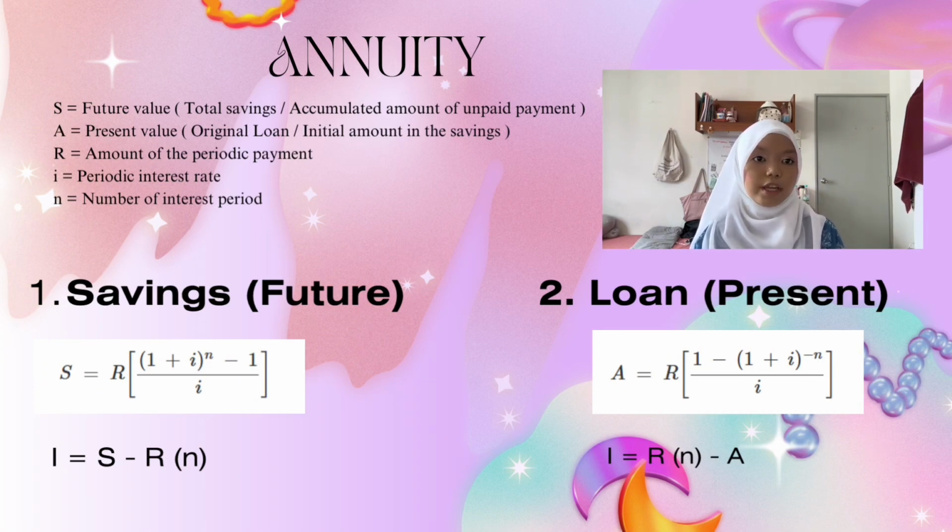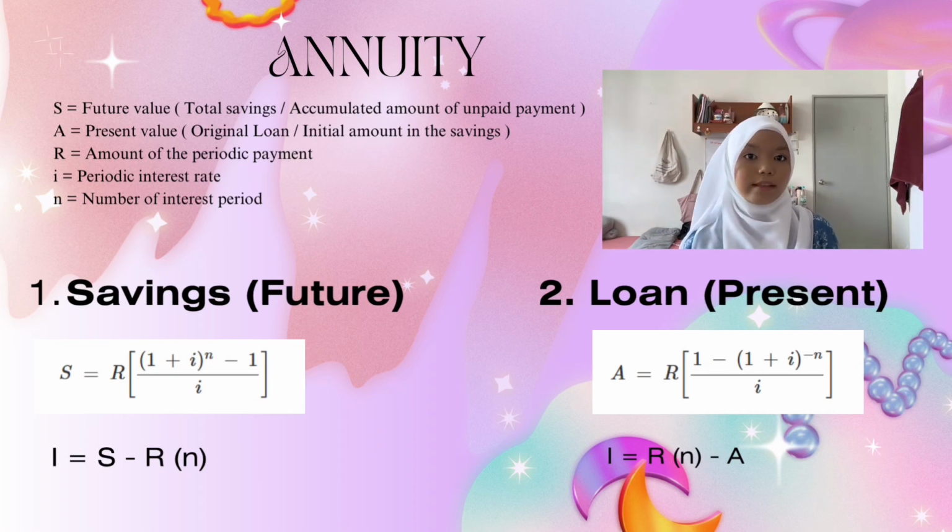And the other formulas we can use to find interest charge are I equals S minus R multiplied by N, and I equals R multiplied by N minus A. So, what do these formulas stand for? S stands for future value, which means total savings or accumulated amount of unpaid payment. A stands for present value, which means original loan or initial amount in the savings. R stands for the amount of the periodic payment. I stands for periodic interest rate, and N stands for number of interest periods.